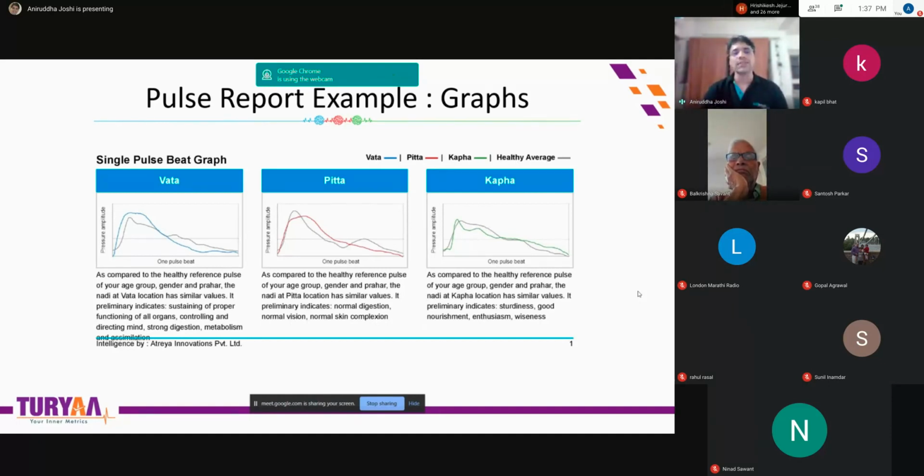The gray line is basically the average of various healthy data, and the current data is blue, red, green for Vata, Pitta, and Kapha. And if the same person gives the data again, that gray line gets adjusted for that particular person, and so on. So you can now see whether my current pulse, current Vata, is higher or lower than the healthy average, and so on.